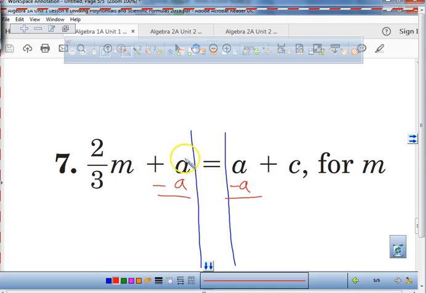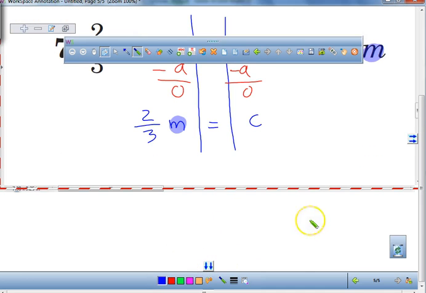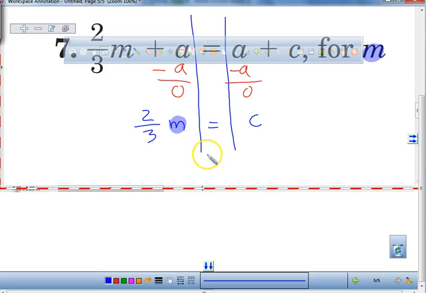Yeah, get those A's out of the way. So that zeroes out and that zeroes out. So all we had left was what? 2/3 of n equals a c. And we're solving for n. Just remember, we're solving for n. If we're solving for c, everybody, if it said solve for c, guess what? We'd be done. But it doesn't say solve for c.